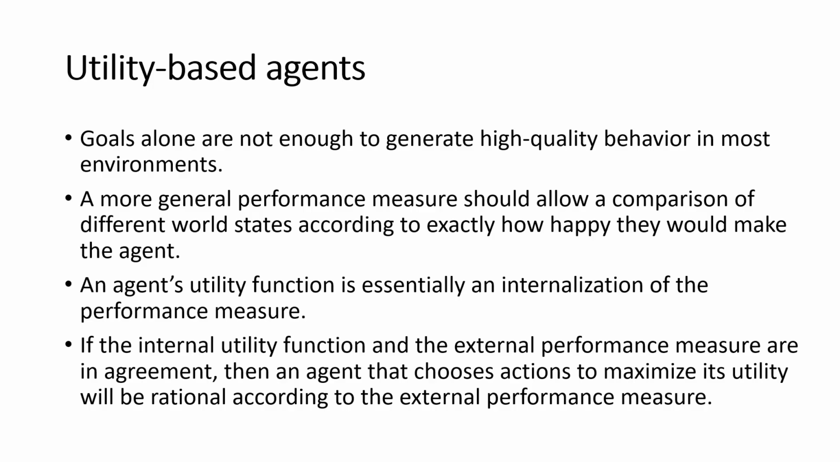A more general performance measure should allow a comparison of different goal states according to exactly how happy they would make the agent. So an agent's utility function is essentially an internalization of the performance measure. The performance measure is external. The utility function is internal, used by the agent, and the performance measure is given by the designer. So the agent converts the external goal into a numeric score.